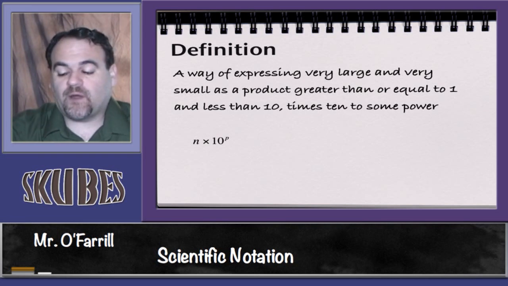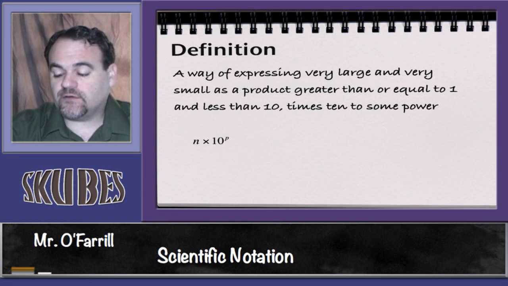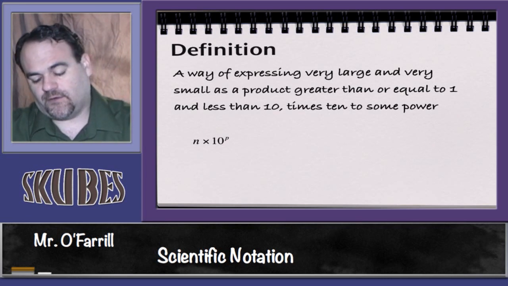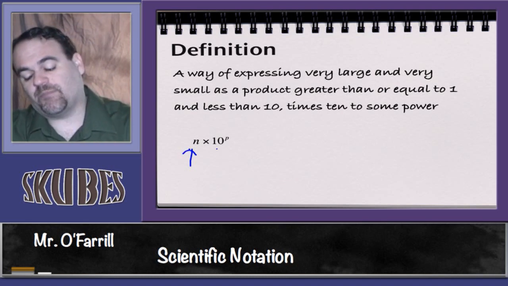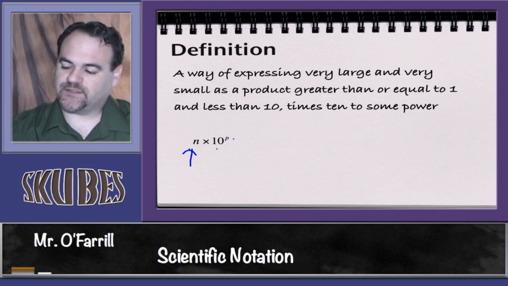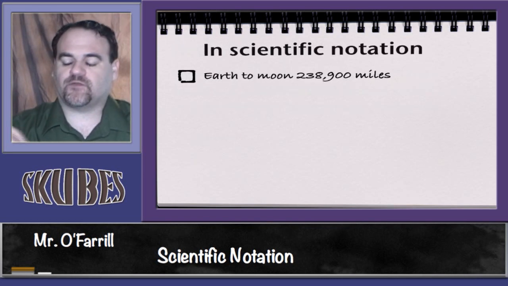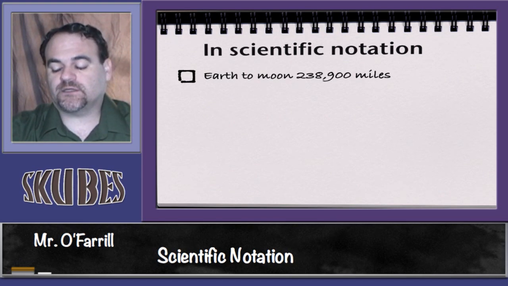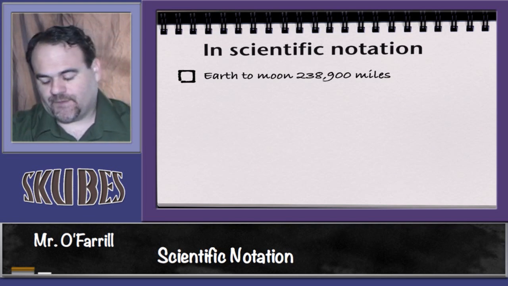Now here's our definition. It's a way of expressing very large and very small numbers as a product greater than or equal to 1 and less than 10 times 10 to some power. So here is our number n that is being multiplied by the number 10 to some power p. So let's look at those really big numbers that we were looking at earlier, like the distance from the Earth to the Moon. In scientific notation, we want to turn this into something that's between 1 and 10.